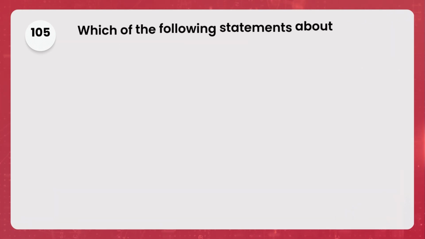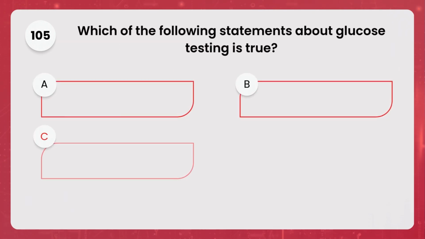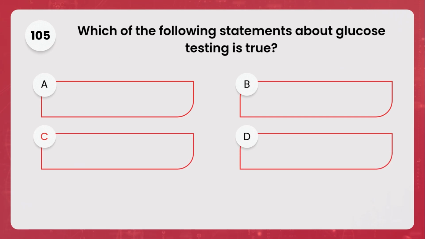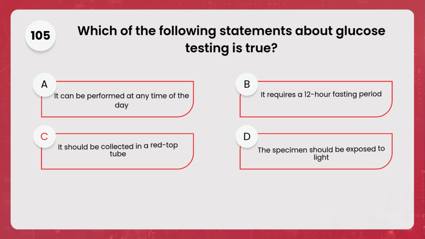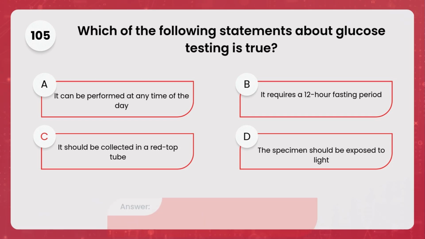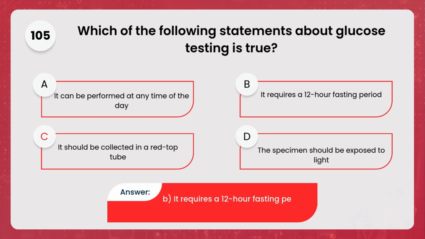Number 105. Which of the following statements about glucose testing is true? A. It can be performed at any time of the day. B. It requires a 12-hour fasting period. C. It should be collected in a red top tube. Or D. The specimen should be exposed to light? The answer is B. It requires a 12-hour fasting period.